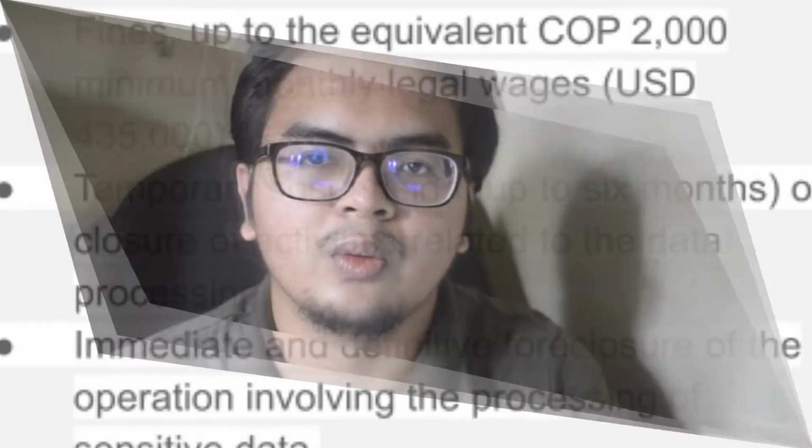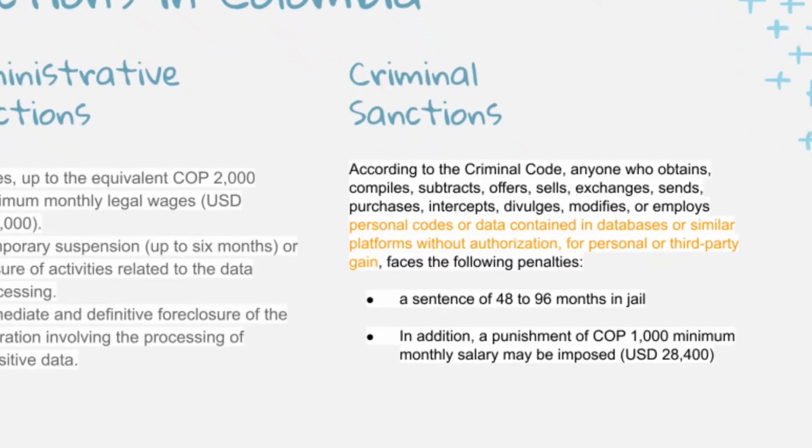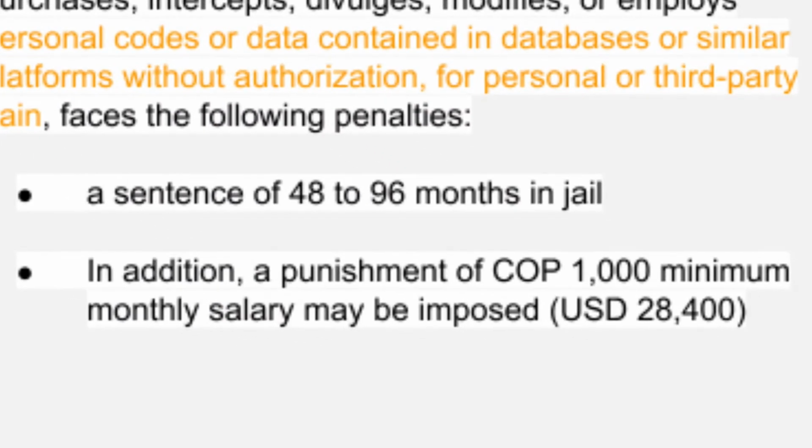While for the criminal sanctions, according to the criminal code, anyone who obtains anything related to the illegal ownership of personal data or databases and uses them for personal use or third-party use can be sentenced to jail for 48 to 96 months, and in addition, they can also be fined 1,000 Colombian pesos minimum monthly legal wages.